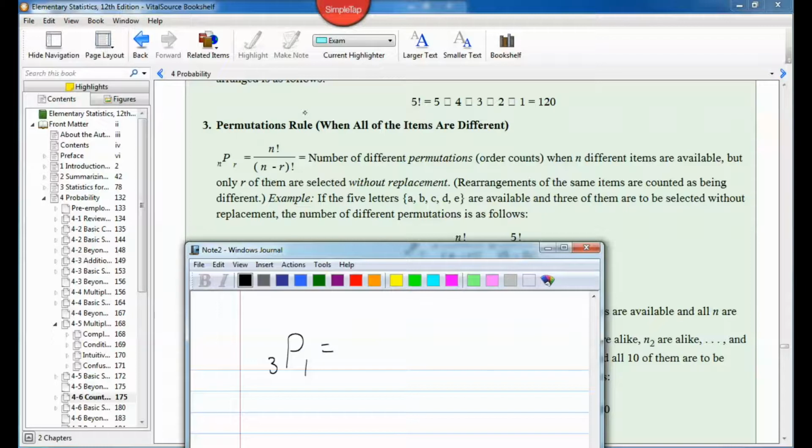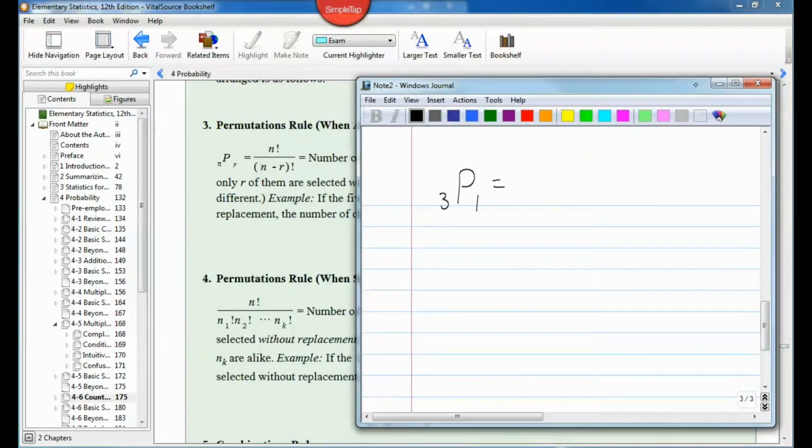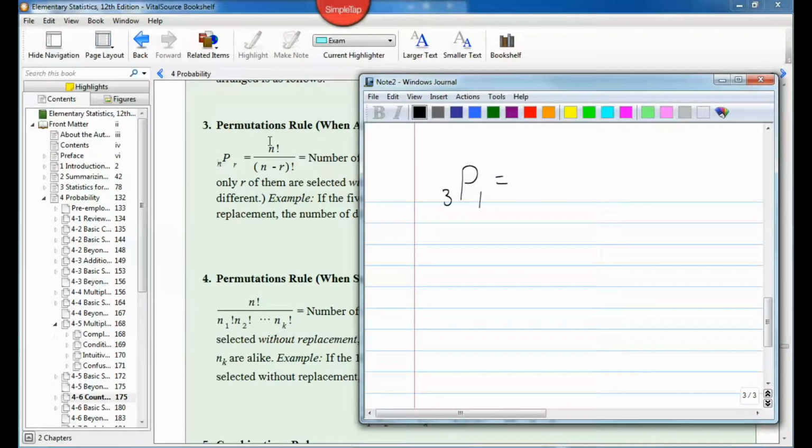Alright, so the n is the different items that are available. The r is how many of those items we're selecting without replacement. Again, the n is the number of items that we're choosing from, or that are available. The r is the actual number that we're choosing. So n factorial over n minus r factorial.